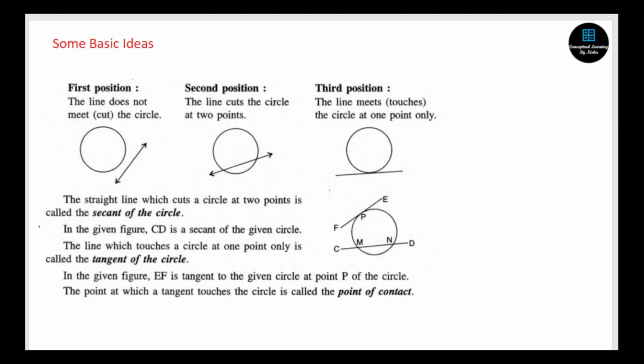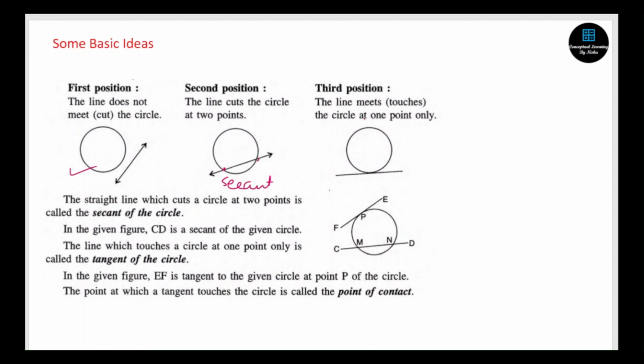All right. Now here are some basic ideas. When a circle and a line are given, there can be some different positions. The first one is that the line is not intersecting or not meeting with the circle. So that is the first scenario. Now, when the line intersects the circle, it will intersect at two different points, and at that time this line is called the secant of the circle.